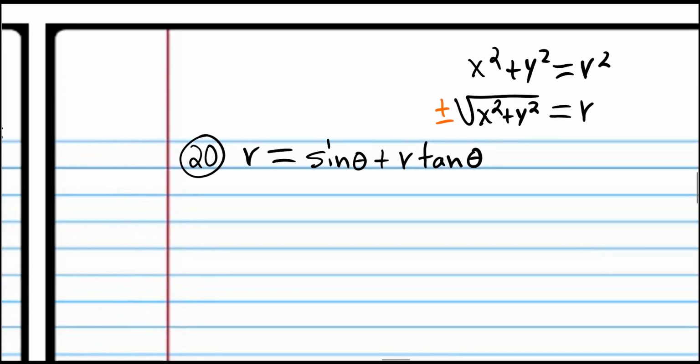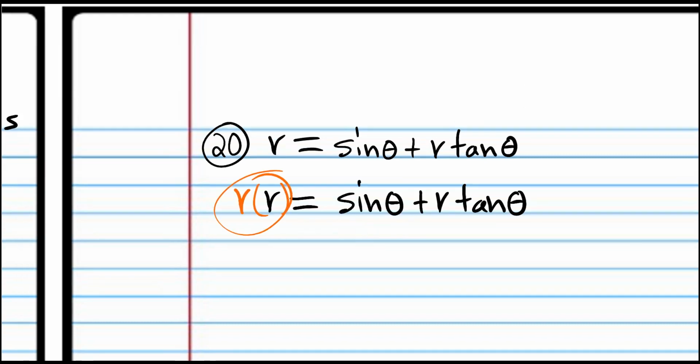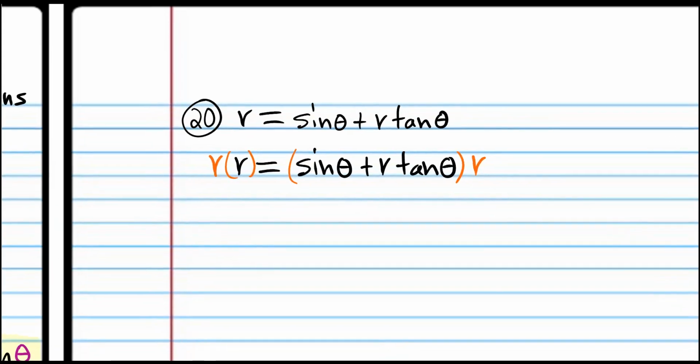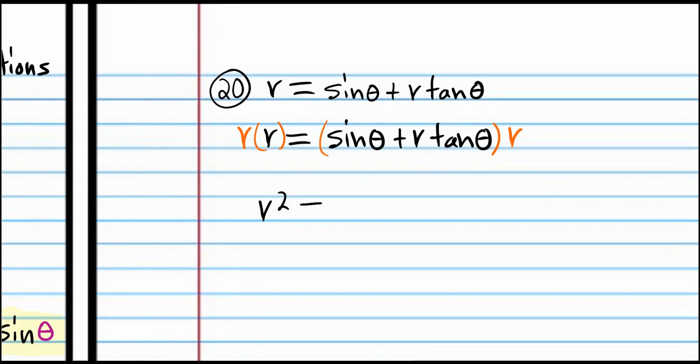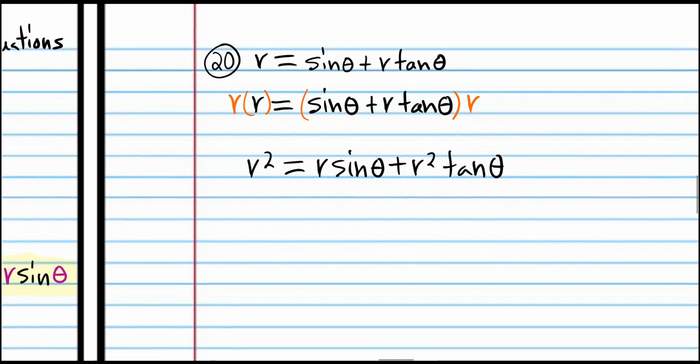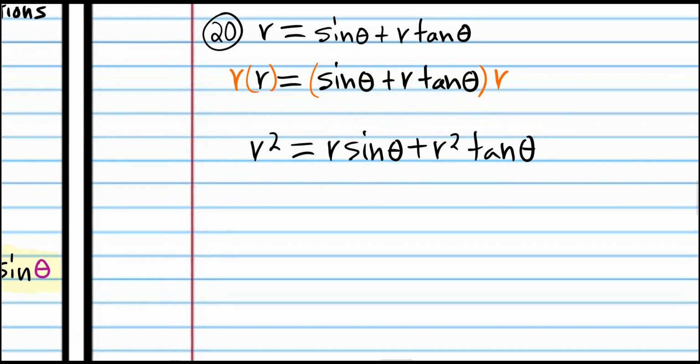So in order to do that, we're going to take both sides of this equation and multiply by r, and it's going to make things a lot easier for us. And then we're going to get r squared here, so we don't have to deal with the square root x squared plus y squared problem. So we get r squared is equal to r sine theta plus r squared times tangent theta. This is going to make it a lot easier for us to change to rectangular form. So r squared is the same thing as x squared plus y squared. Notice that we don't have a square root here now. We don't need that.